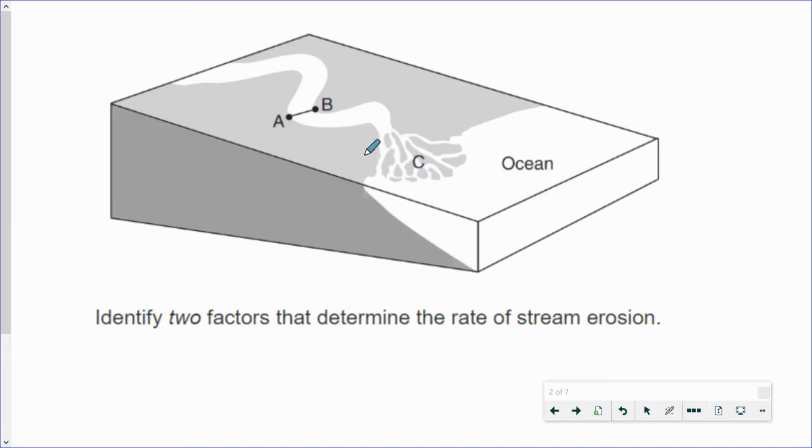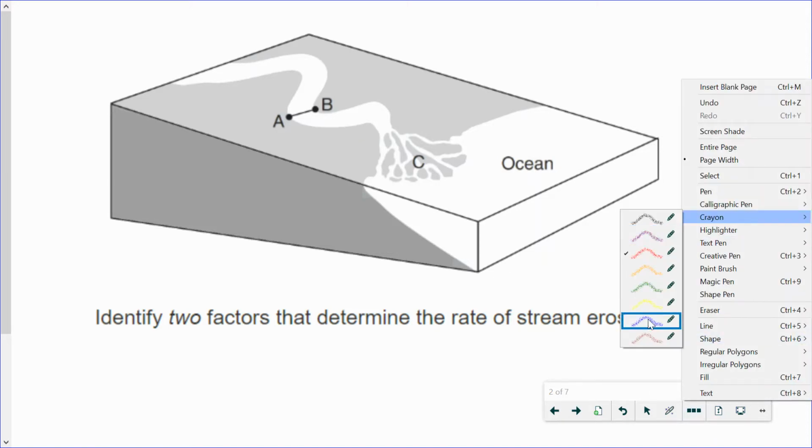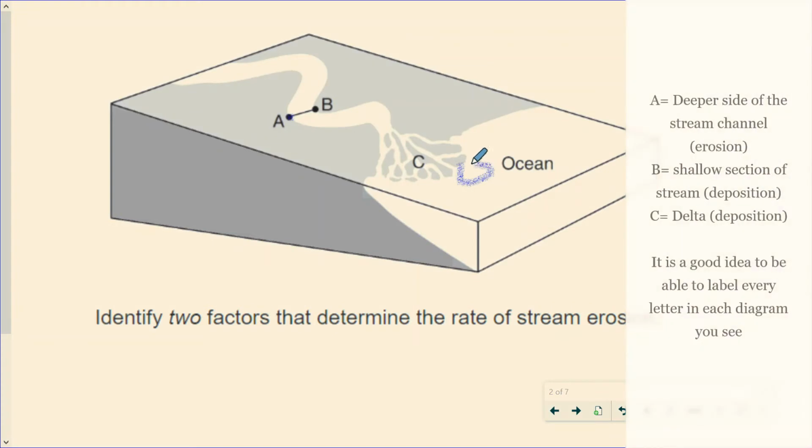Okay, same kind of thing here. If we look at our stream here, more erosion here, so it's deeper and it's not as deep at B. So A is the deeper, and then C is that fan-shaped deposit. That's the delta. My handwriting's messy enough. Let's see if I can write with a crayon. So that's your delta.